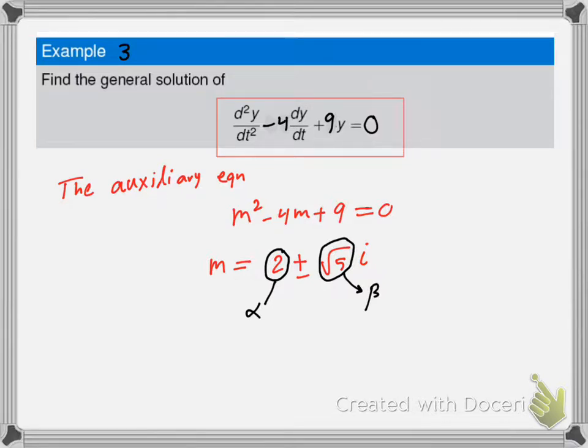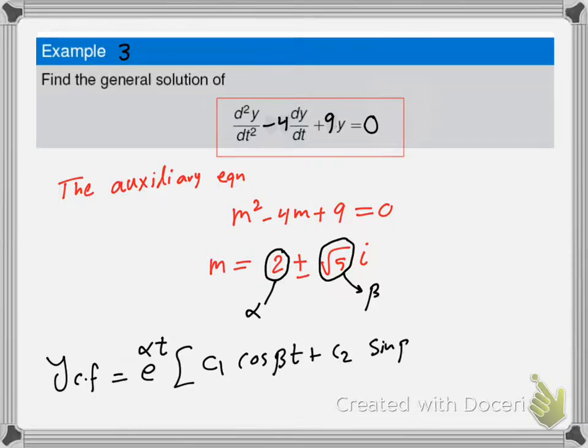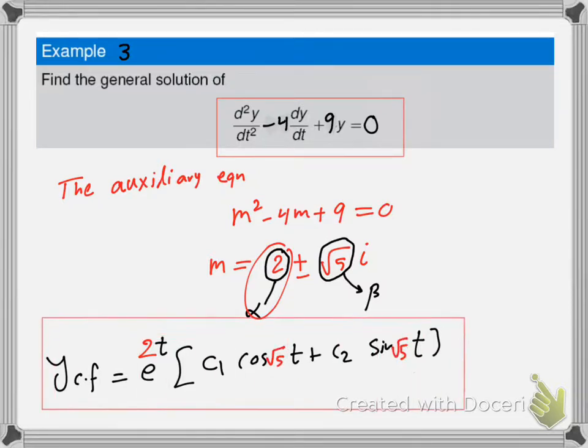The YCF for this special case is e to the power alpha t multiplied by C1 cosine beta t plus C2 sine beta t. Then I'm going to remove this alpha, and instead of alpha I will put the value of alpha, which is just 2. In the same way I will remove beta and put root 5, and remove beta again and put root 5. This will be the complementary solution, or the general solution.